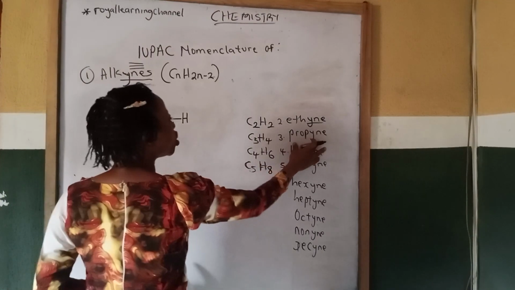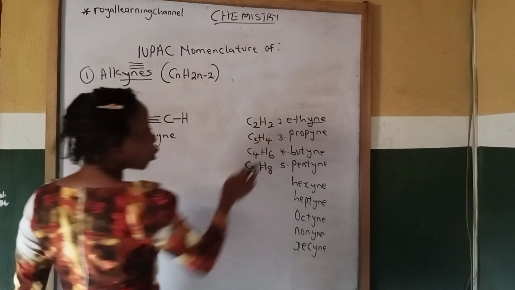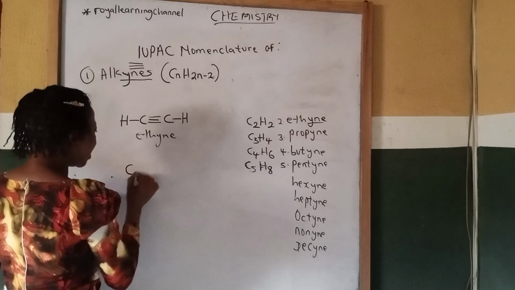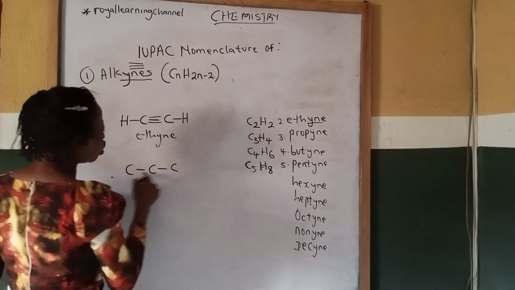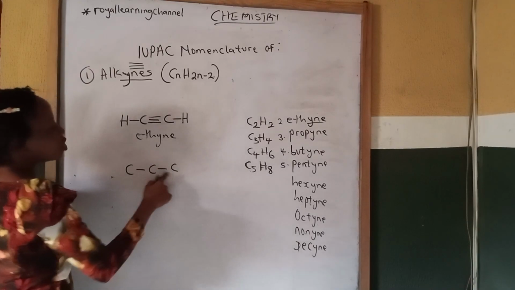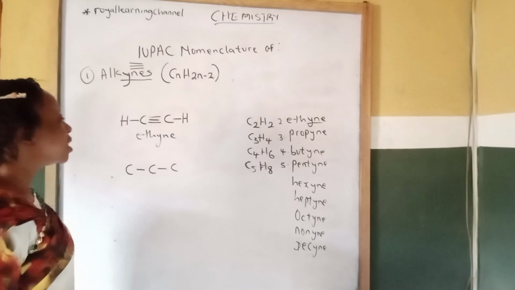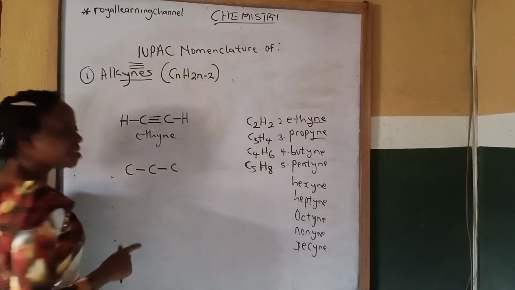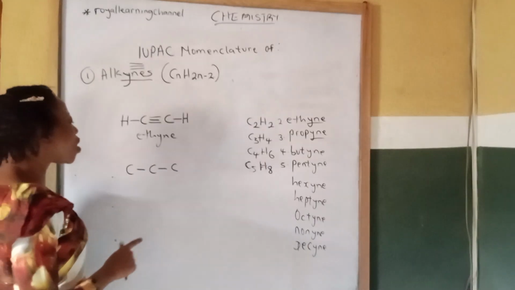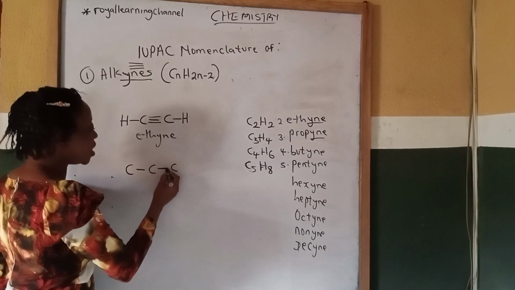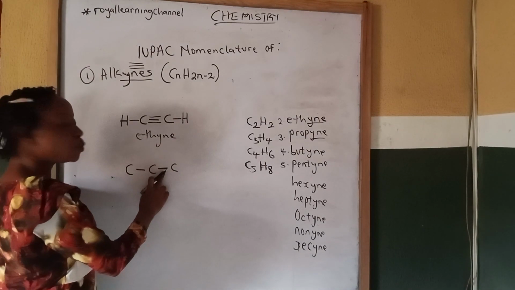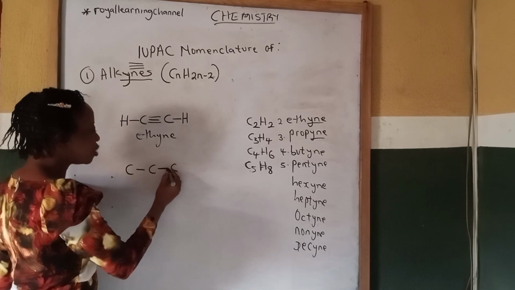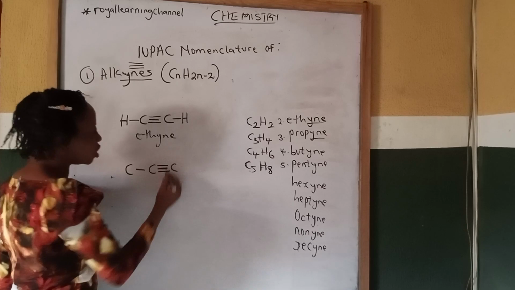So let's look at the structural formula for propyne. Propyne, with 3 carbon atoms. Those three carbon atoms must be joined together with chemical bonds. Then the -yne, which is the triple bond, must exist in between carbon atoms. So you can place it anywhere if you like. Your triple bond can appear here, it can appear here. So let me put my triple bond here.